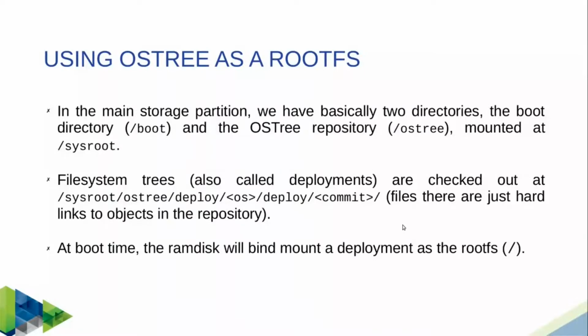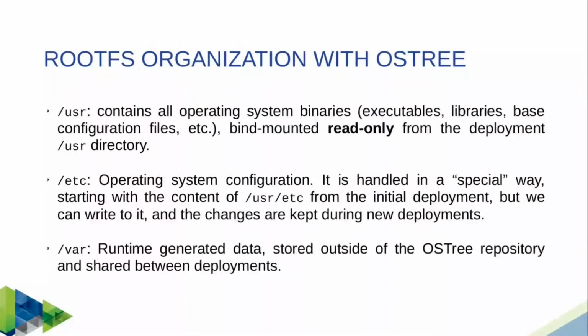The other change that we have with OSTree is the organization of the file system. We need to really design to use OSTree in a way that every binary component of the operating system is inside the /usr directory. So everything, executables, libraries, the base operating system configuration files, everything is going to be inside the /usr directory.